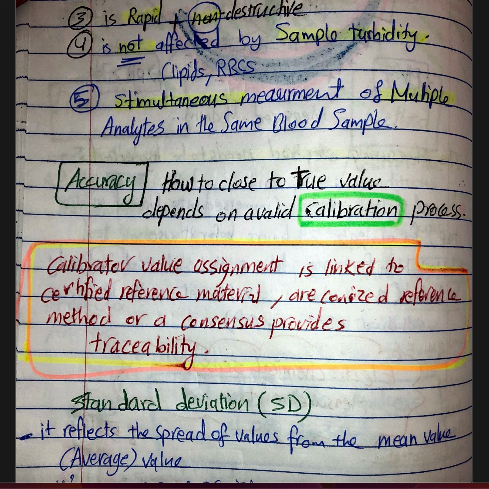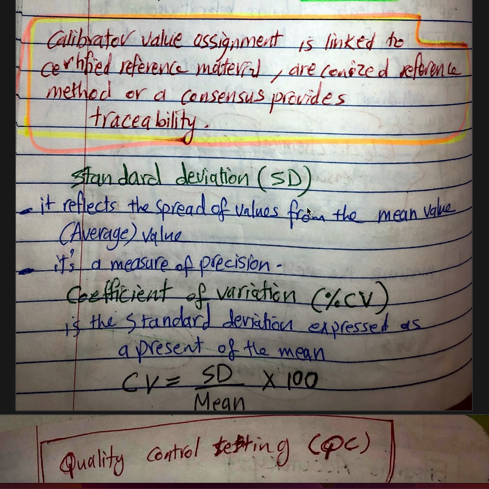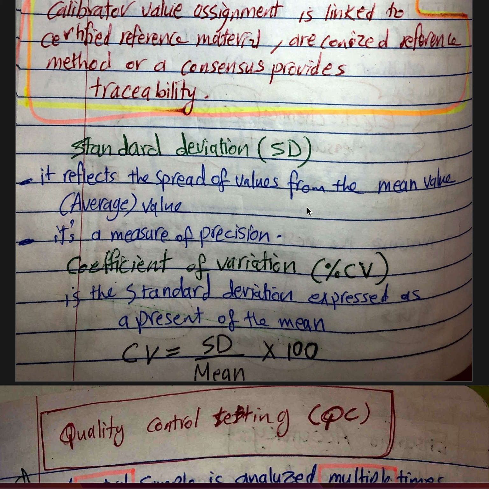So the calibrator value assessment is linked to a certified reference material, or a recognized reference method, or a consensus, which provides traceability. Now we go to something called the standard deviation. It reflects the spread of the values from the mean value, like how far they are from the mean value. That's exactly what we call the standard deviation, the spread of the values from the mean value.